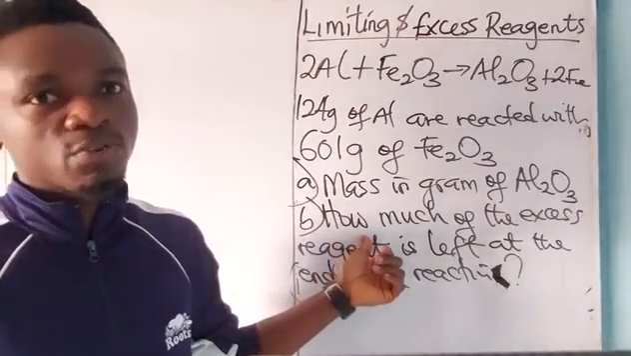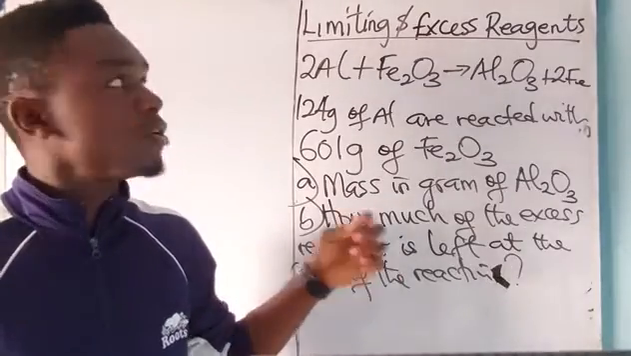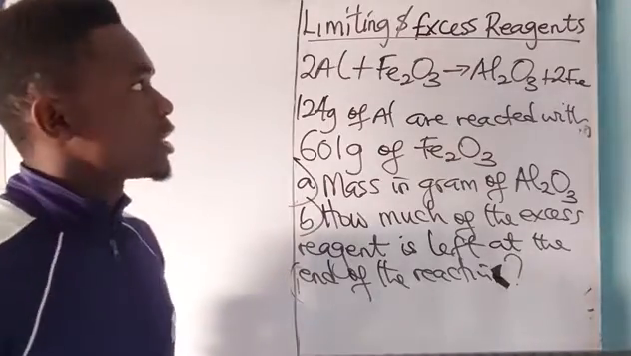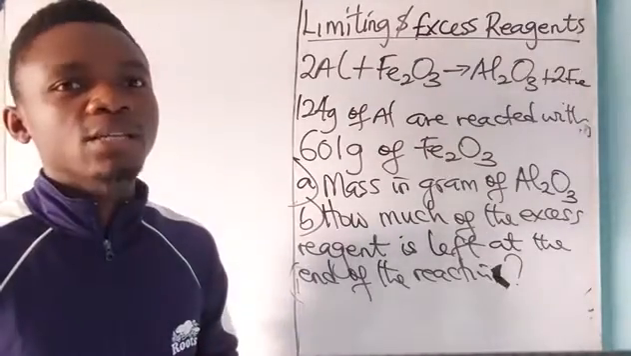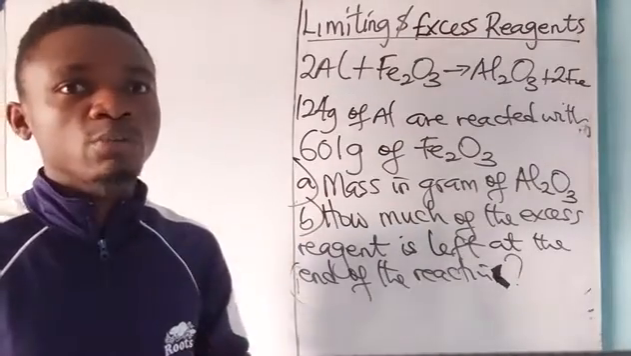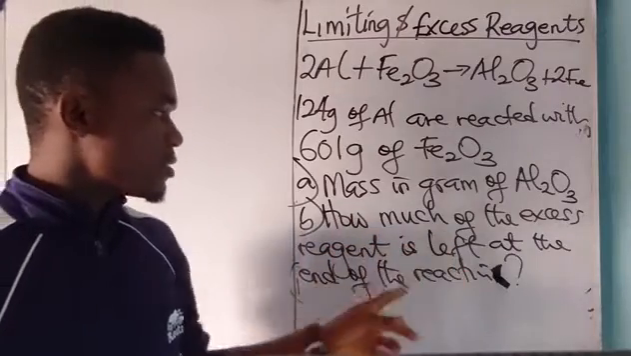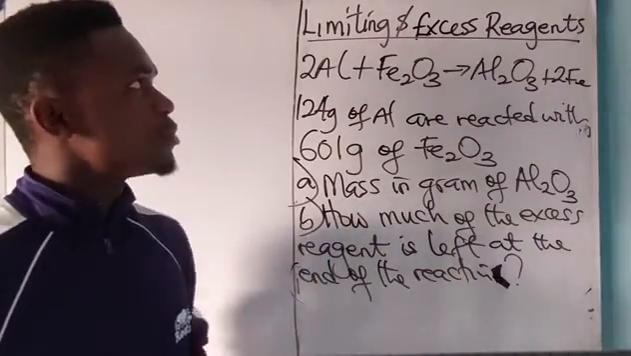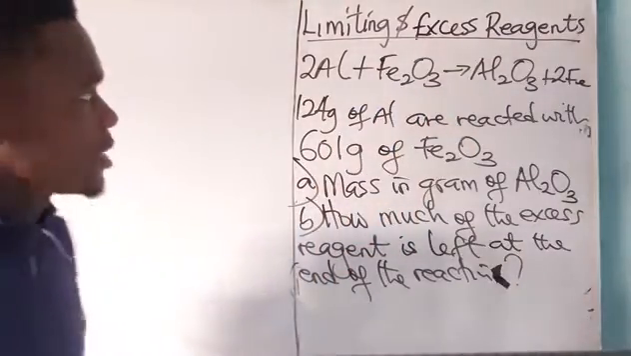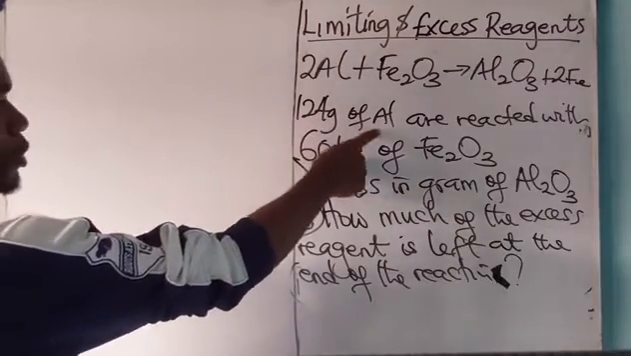Before we look for this A and B, we first have to determine the limiting and excess reagents. I told us in our initial class that limiting reagents are reactants that are used up first in a chemical reaction, which means when reactants are exhausted, a product will not be formed. So before we look for the mass and how much of the excess reagent is left, we have to determine the limiting reagent of this equation.